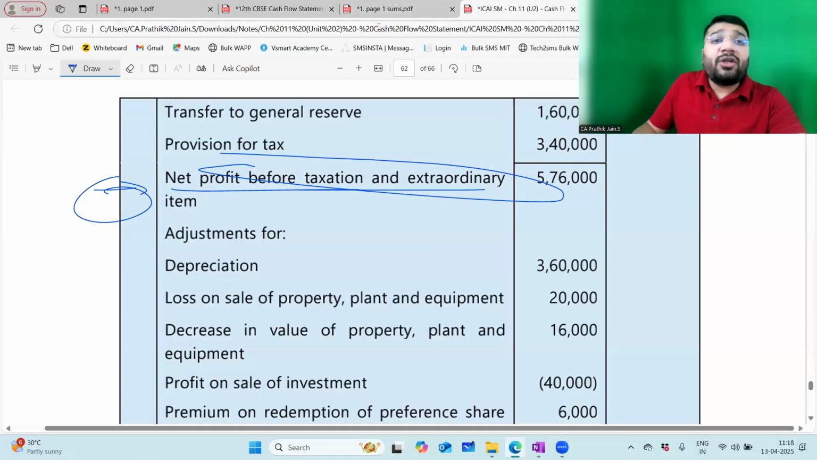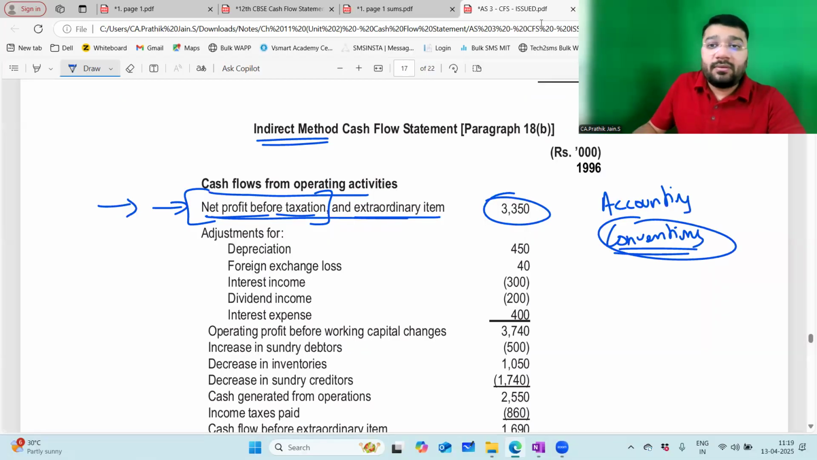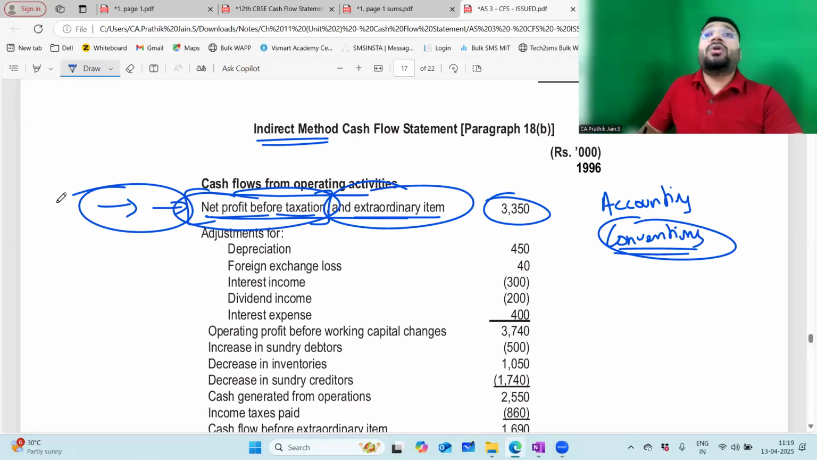Why? Because even your cash flow statement example says what? Yes, it is net profit before tax and extraordinary item. So to ensure uniformity, we'll always do the same thing. Am I loud and clear?